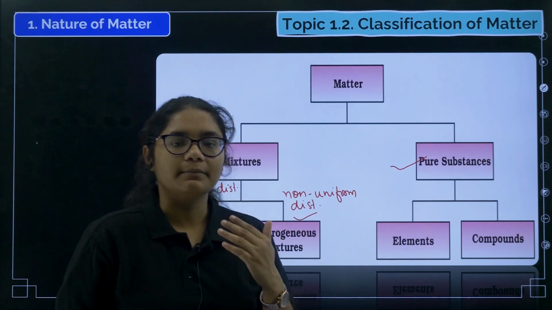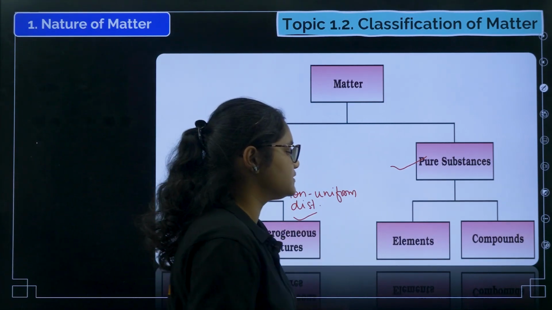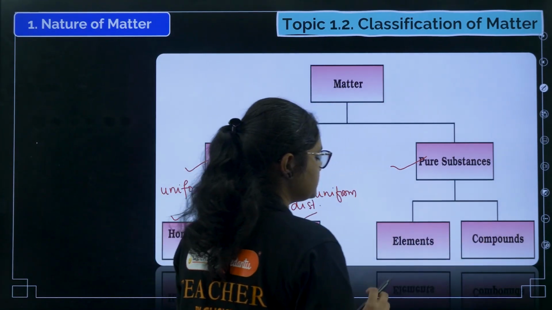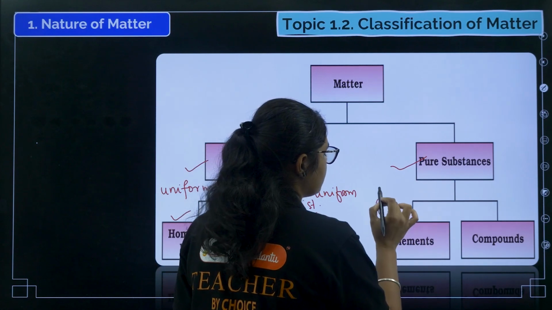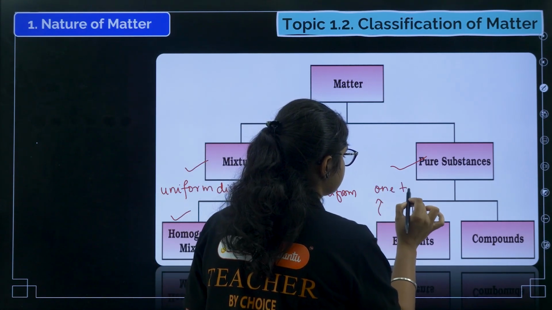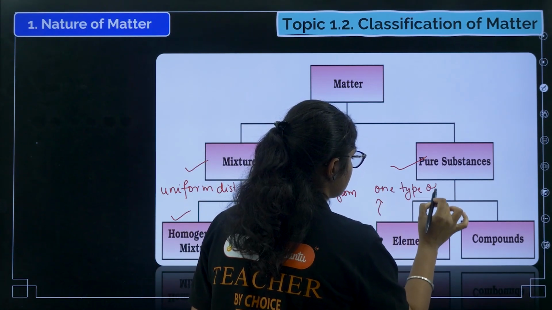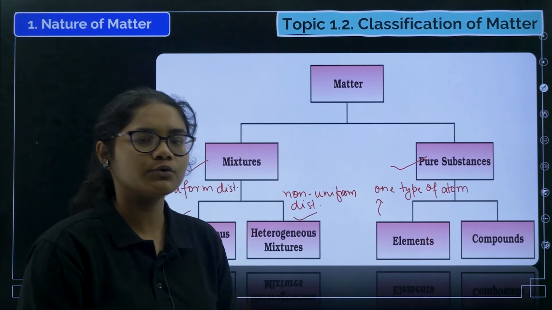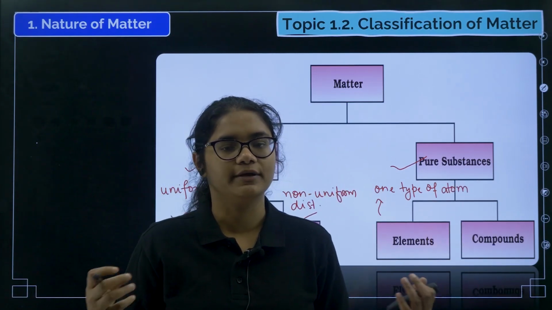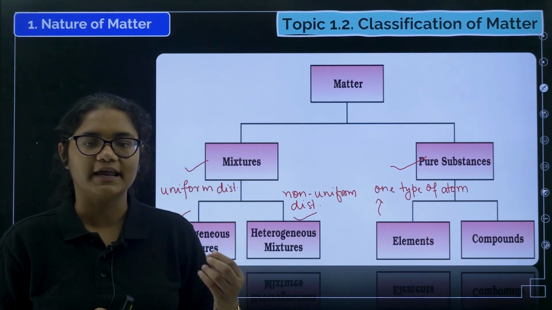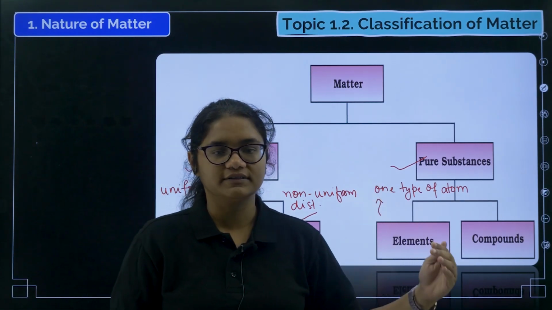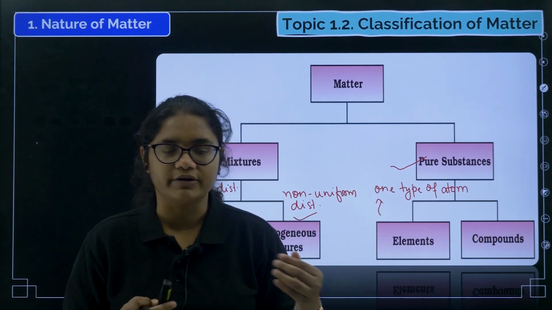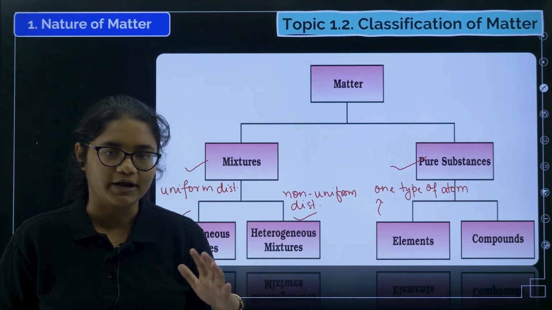Next, coming to pure substances. Under pure substances we have elements and compounds. In elements, we have only one type of atoms. For example, the sodium element will have only sodium atoms. If you have oxygen, you will have only oxygen atoms. If you have nitrogen, then nitrogen will have only nitrogen atoms.